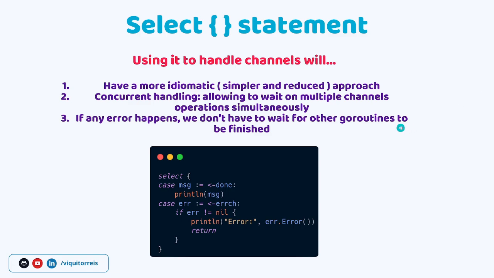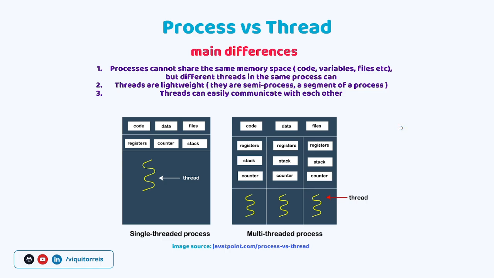Okay. Now let's see some more key concepts about low-level programming that will make you stand out from the crowd. Let's see about processes versus threads. There are many more differences, but these are the main ones. Processes cannot share the same memory spaces, like code, variables, files, and so on. But different threads in the same process can. So this is a multi-threaded process, and this one is a single-threaded process, right?